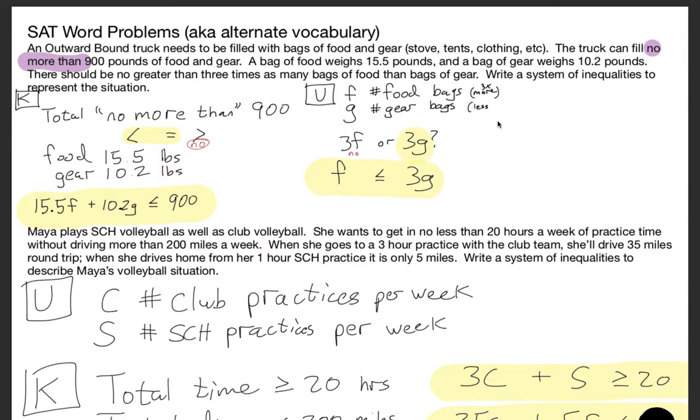So if you have fewer gear bags, you could take the number of gear bags and multiply it by 3 to maybe even equal the number of food bags. Again, they say no greater than, so it's going to be the same symbol. We don't want greater than, so we use less than or equal to. F is going to be less than or equal to 3 times G. Super tricky to write, especially because the wrong answer choices might have this flipped or this 3 over here with the F. You got to be really careful about how you set up things.